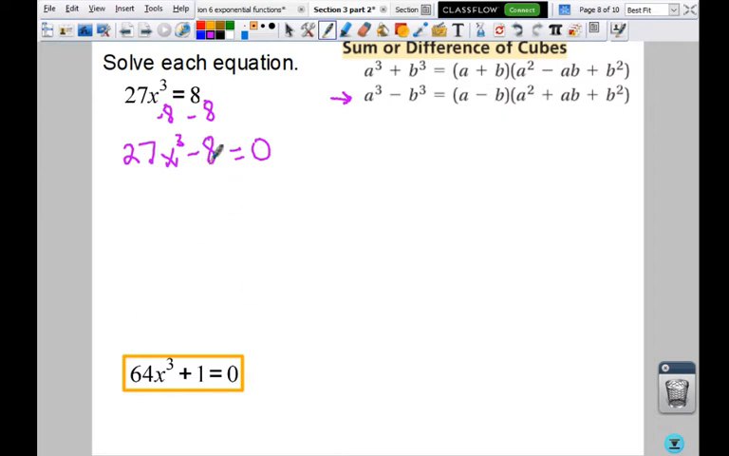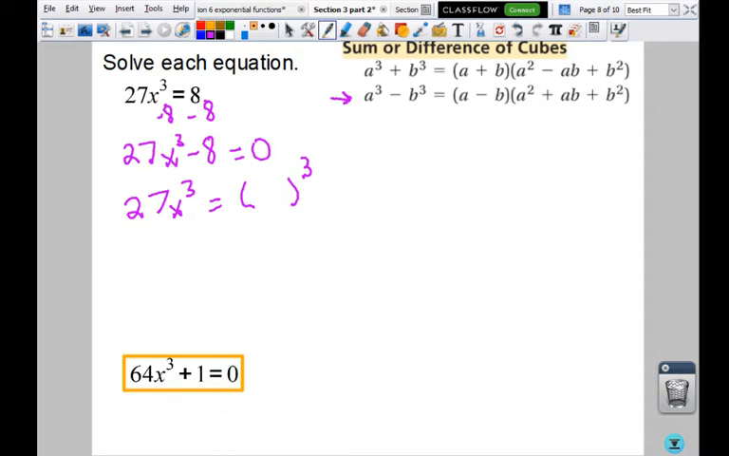Okay, so if it's not, make it equal 0 to start with, and then follow your steps. So I need to figure out what's A, what's B. And I'm using this bottom one because it's a minus here in the middle. Minus in the middle, that's how I want to use it. So I need to figure out how I can change 27x to the third to equal something in parentheses to the third. So let's look at 27. Can I rewrite 27 as something to the third?